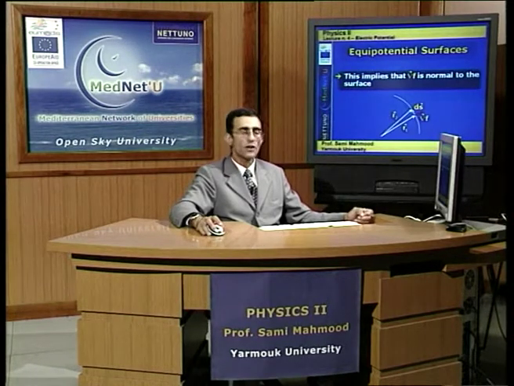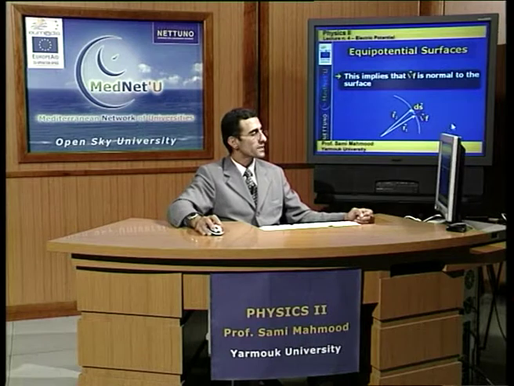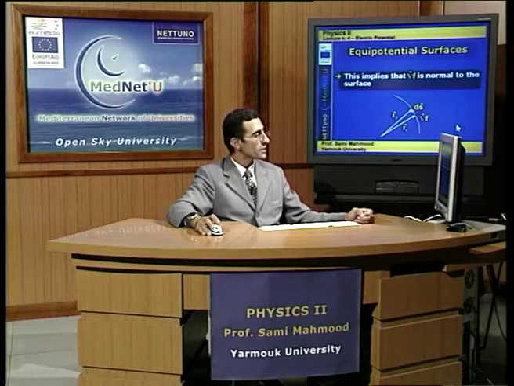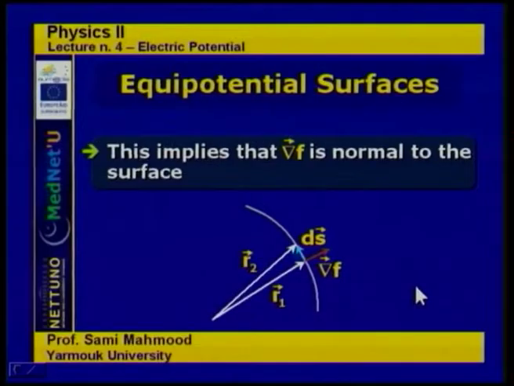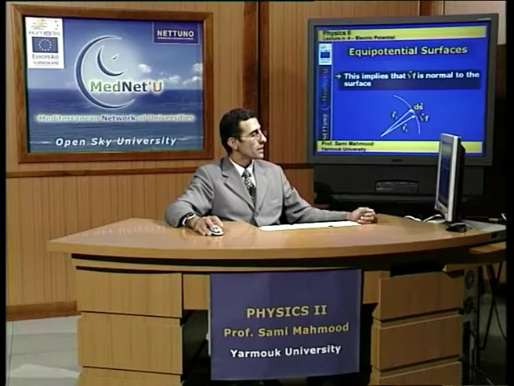And this figure is a representation of the previous argument, where we move from R1 to R2, a displacement ds along the equipotential surface. The equipotential surface is represented by the line here, because we are dealing with only two dimensions, so the surface looks like a line. And the gradient is normal. It's at 90 degrees with ds.